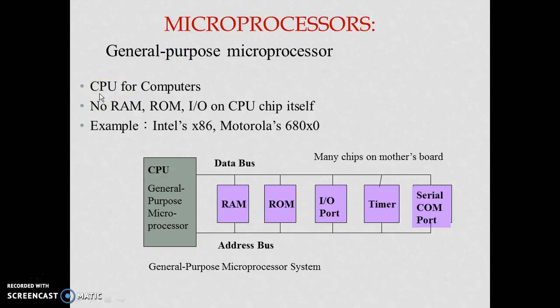That means it is a CPU. It looks like a central processing unit, but it doesn't have any RAM, ROM, or I/O on the chip. They are not available on the chip; they are outside the chip. So the 8085 is one of our microprocessors.